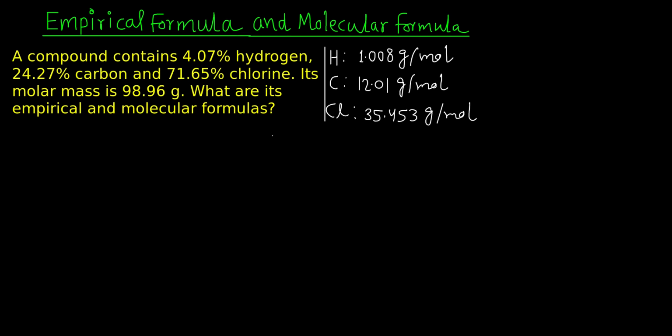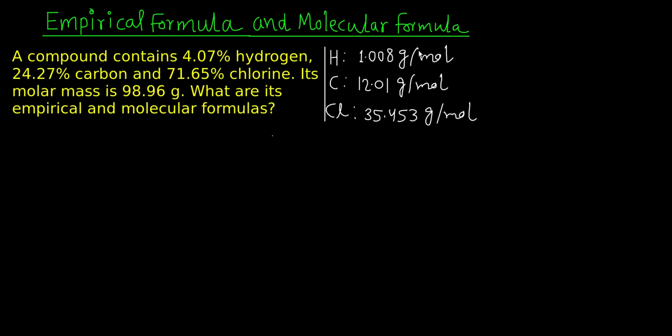Hello students, today we are going to learn how to calculate the empirical formula and molecular formula of a compound when the percentage composition of different elements in that compound is known and the molecular mass of that compound is given. Here we are taking this example from the NCERT book: a compound contains 4.07% hydrogen, 24.27% carbon and 71.65% chlorine, and its molecular mass is 98.96. Then what is the empirical and molecular formula of the compound?